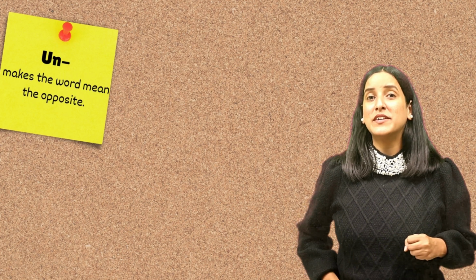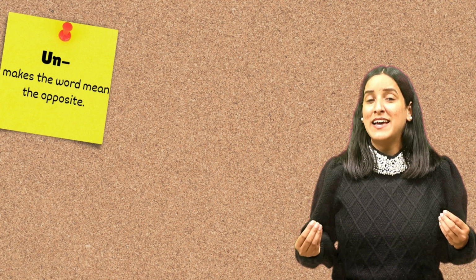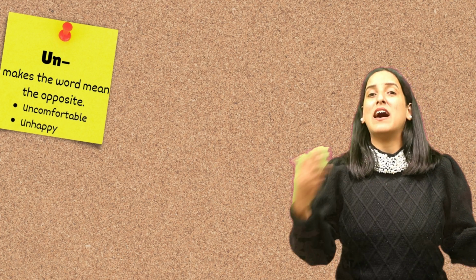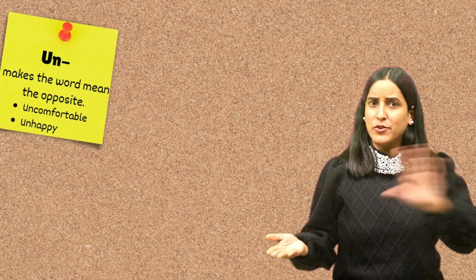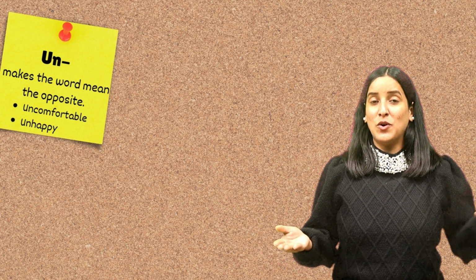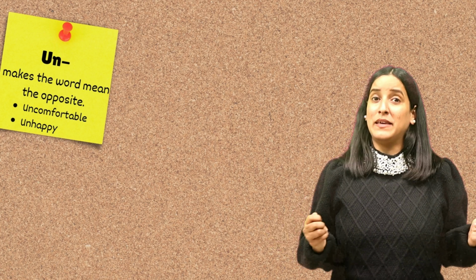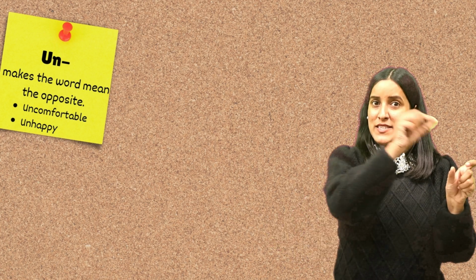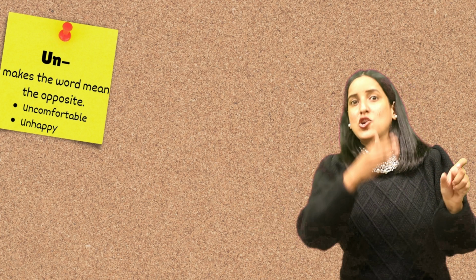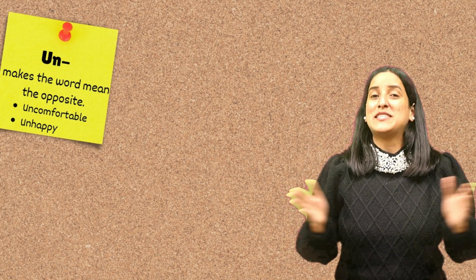The first one is this one, which is UN, as we saw earlier, right? Now, UN, which is un, it makes the word mean the opposite. Like comfortable becomes uncomfortable. Opposite completely, not comfortable. Another example can be happy. And then if I add this prefix un, it becomes not happy, right? So this is one prefix.